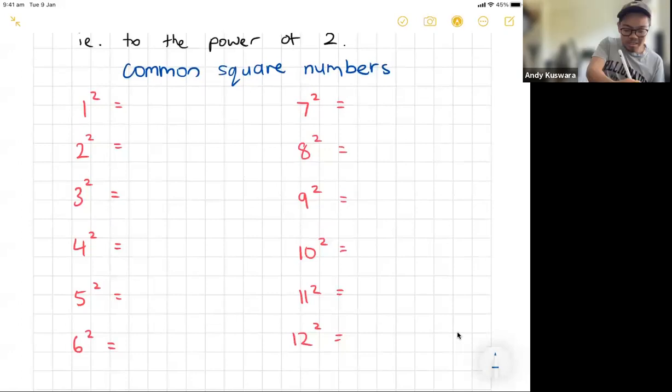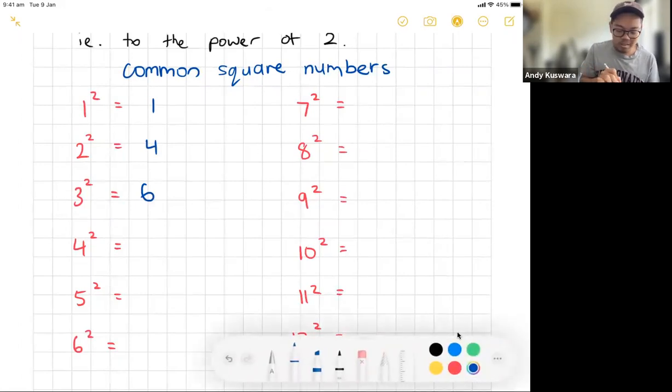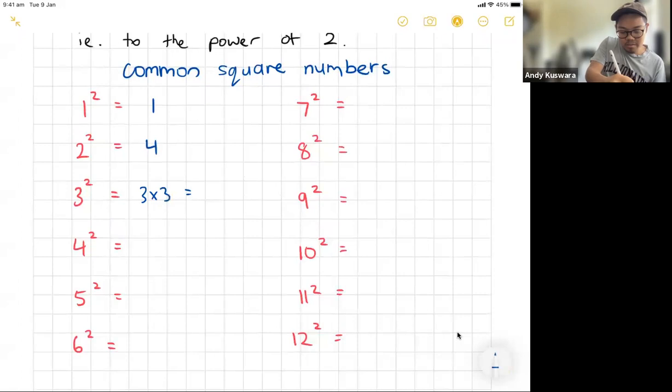So 1 squared is 1, because it's just 1 times 1. 2 squared is 2 times 2, which is 4. Now, a lot of mistakes that people make is they'll say 6. 3 squared is not 6. It's not 3 times 2. It's 3 times 3, and that should give us 9. Okay, I'm going to go ahead and do the rest. 4 squared is 4 times 4, which is 16. 5 squared is 5 times 5, which is 25.